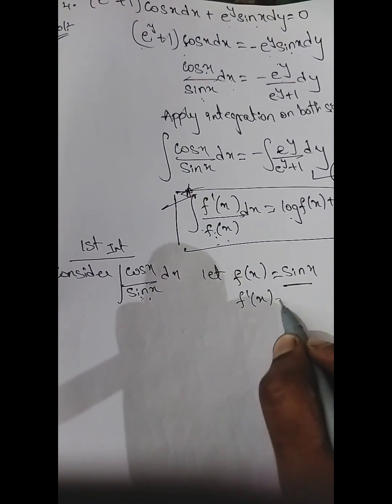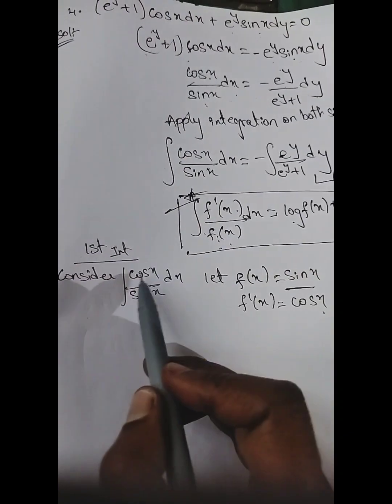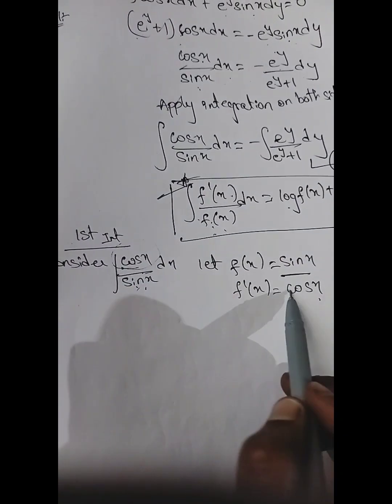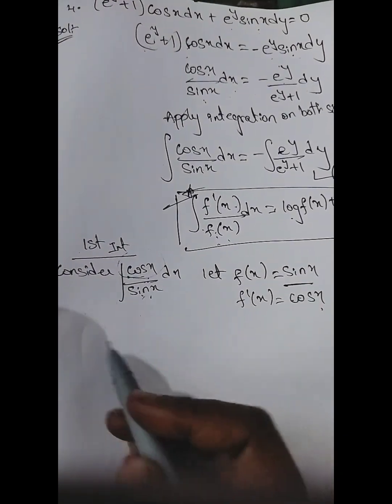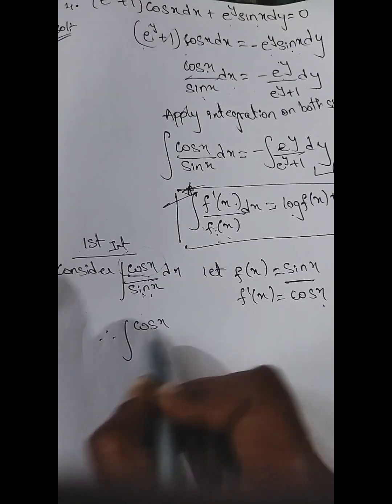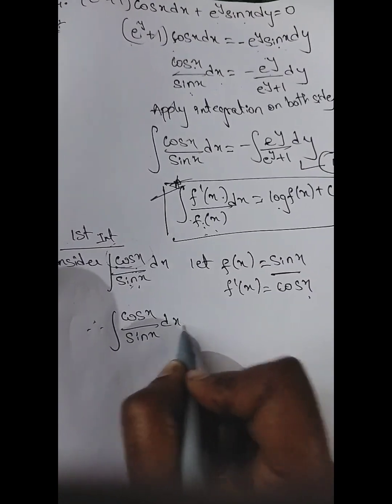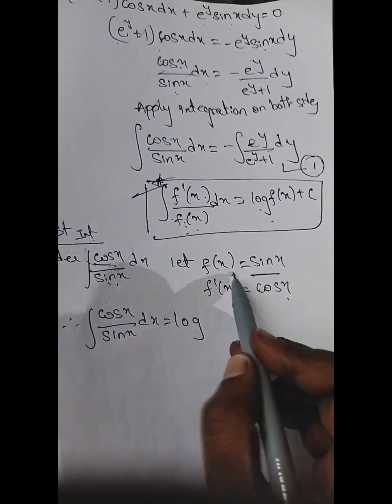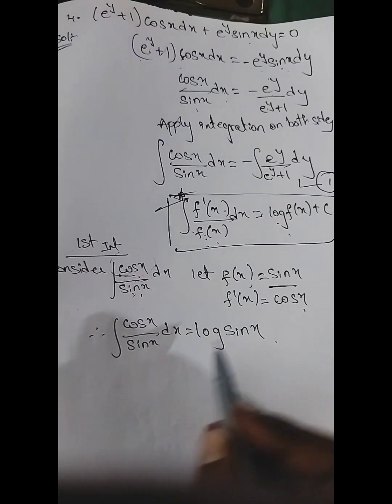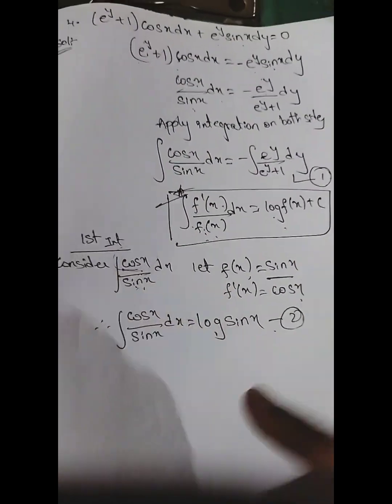What is the derivative of sin x? It is cos x. So according to the formula, we should have here f dash of x. Do we have this? Yes, we have, cos x only we have. So therefore, integral cos x by sin x dx, you can directly replace it with log f of x. What is our f of x here? Sin x. So you can write this as equation 2.